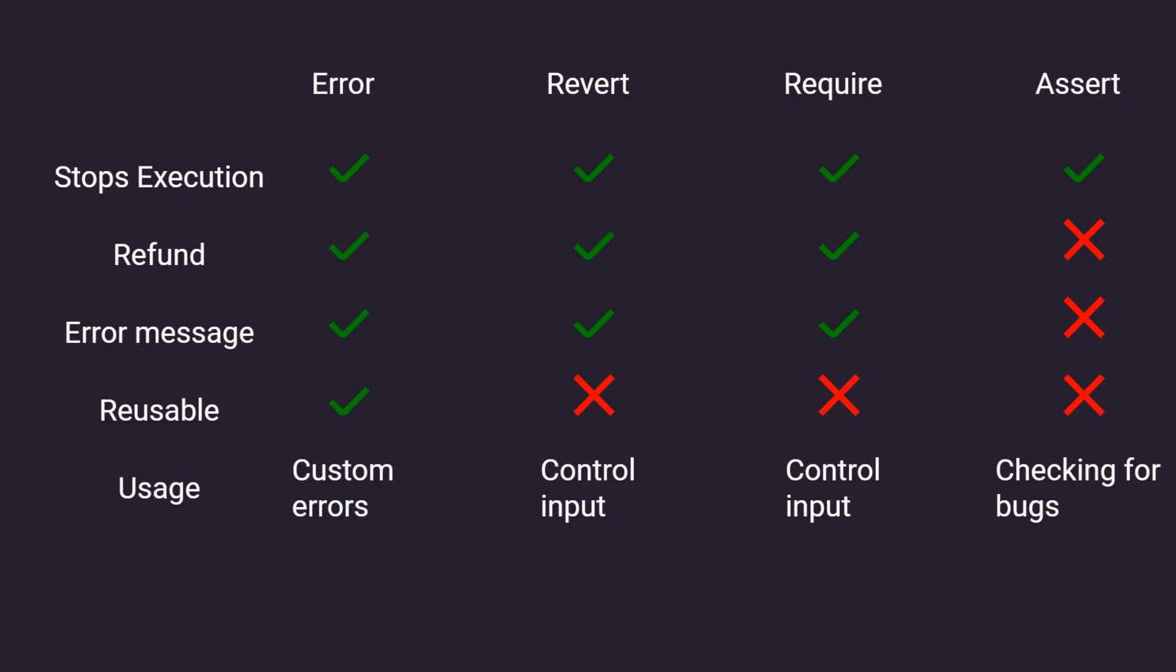Finally, assert is generally used for checking the state of a contract at the end of the execution for a function. A rule of thumb is to say that if an assert is triggered, then there is a bug in our contracts.